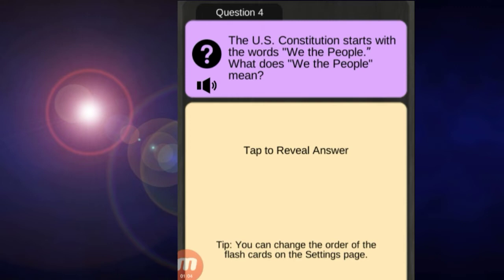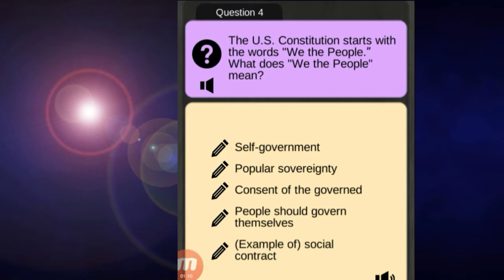The U.S. Constitution starts with the words, "We the people." What does "we the people" mean? Self-government. Popular sovereignty. Consent of the governed. People should govern themselves. Example of social contract.